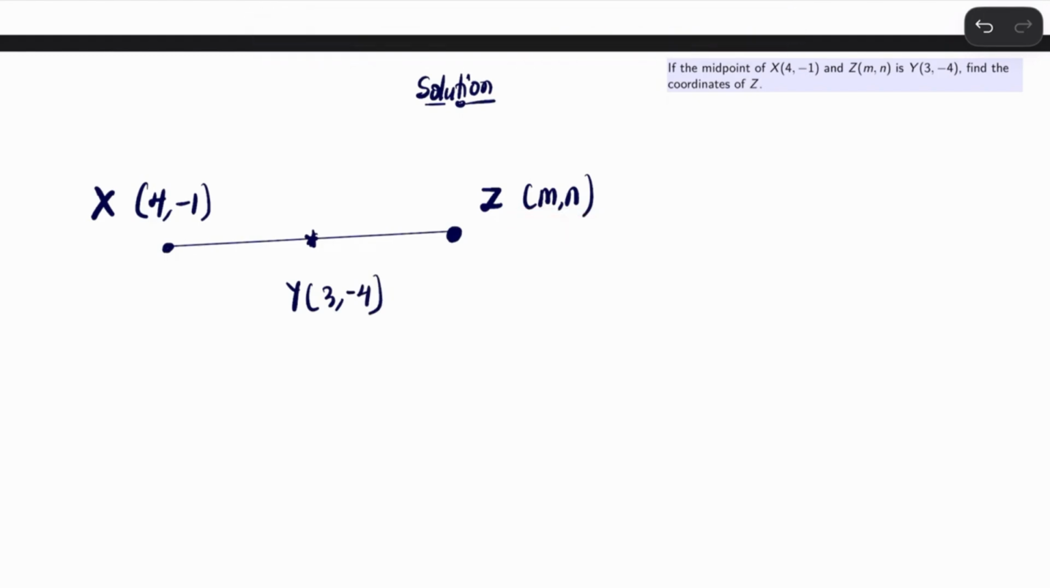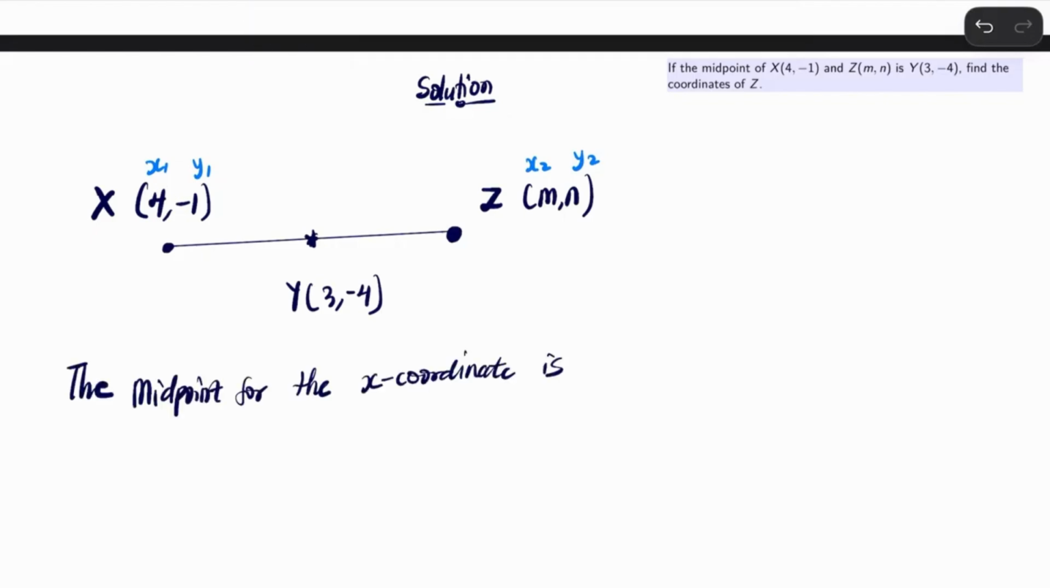Now, how do we find the midpoint of 2 points? So we are going to add the coordinates, then we divide by 2. Let's call this x1 and y1. Likewise, let's call this x2 and y2. So we are going to add the x coordinates, then we divide by 2, then we add the y coordinates, then we divide by 2. The midpoint of the x coordinate is, so we add the x coordinates, that's 4 plus m, then we divide by 2, and we're being told that is equal to 3. So we equate this to 3.